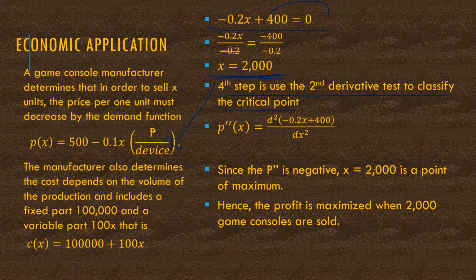Okay, so since p is negative or the price here, we have the second derivative is a negative 0.2, which is less than 0. Sorry, this one is supposedly 0. If it is less than 0, automatically the x here is considered to be the maximum output. Okay, hence the profit is maximized when 2,000 game consoles are sold.